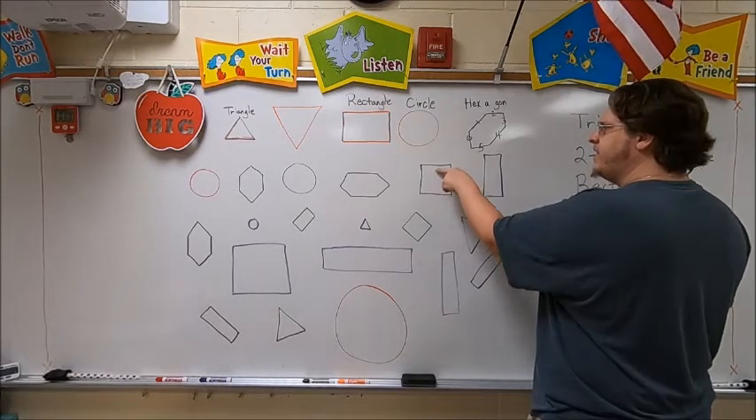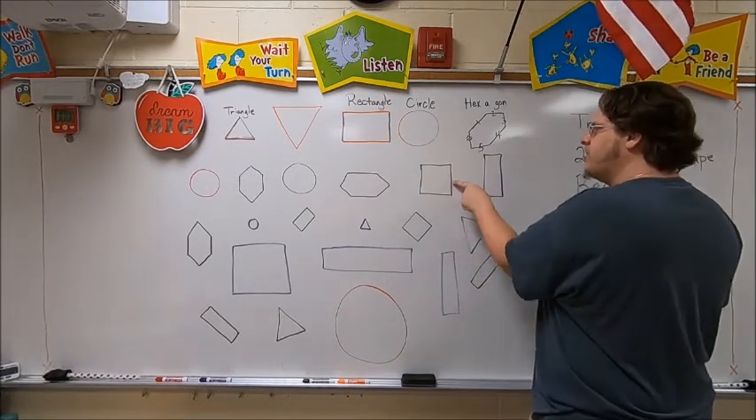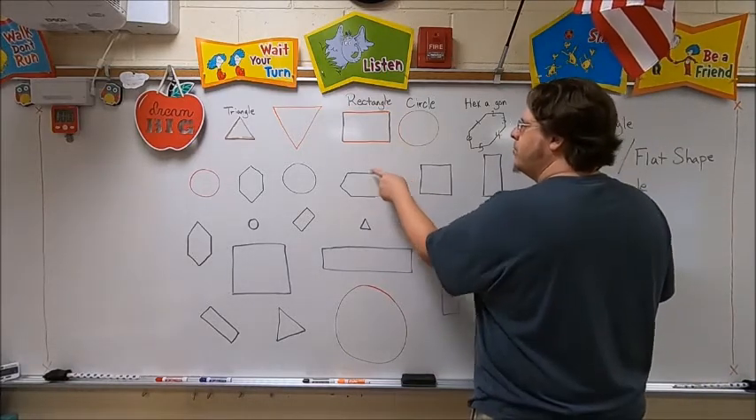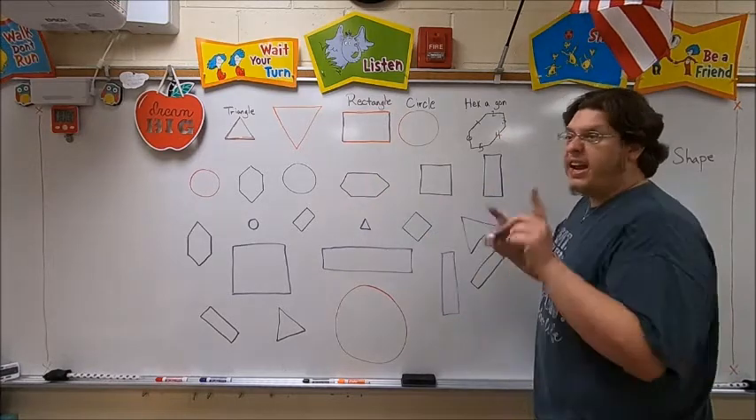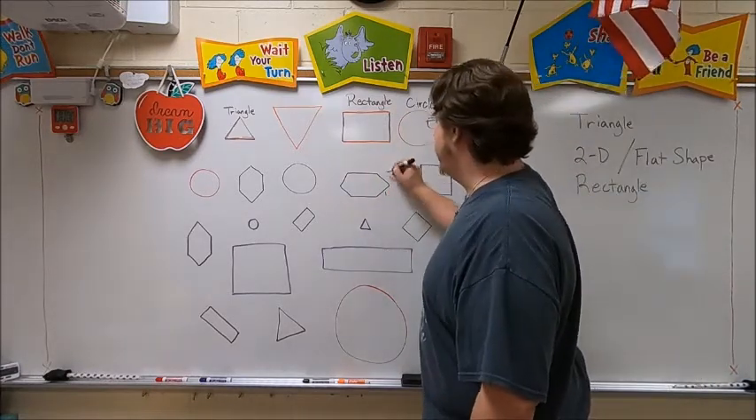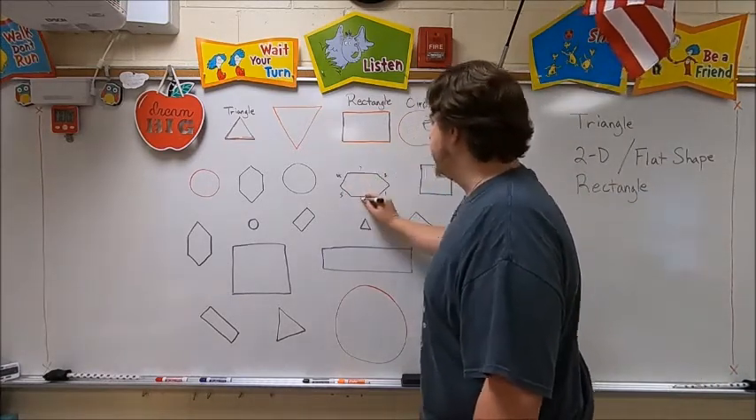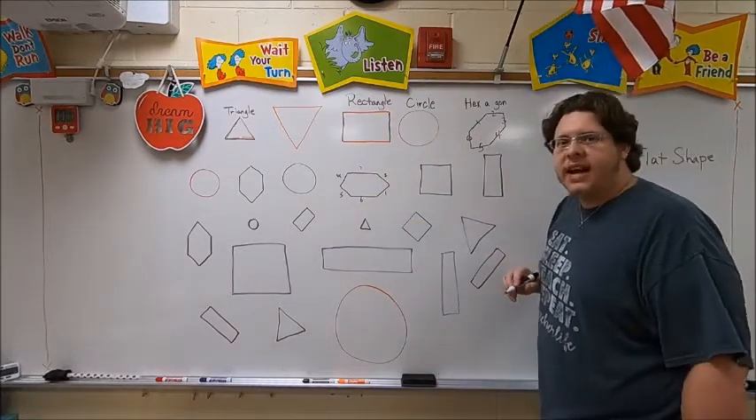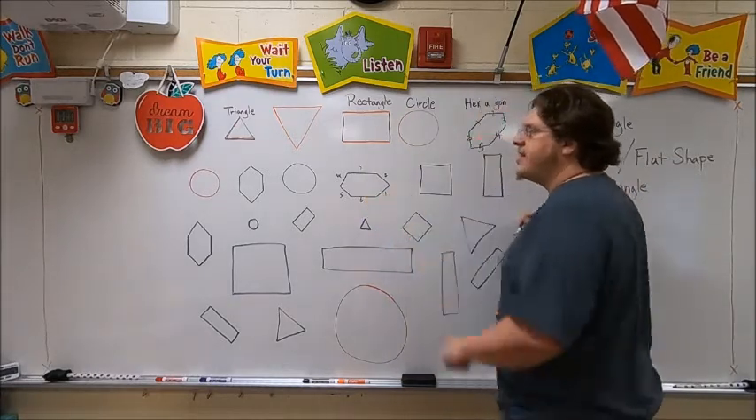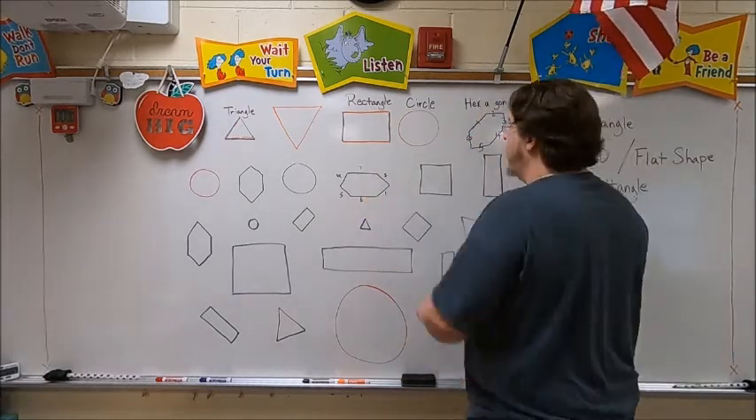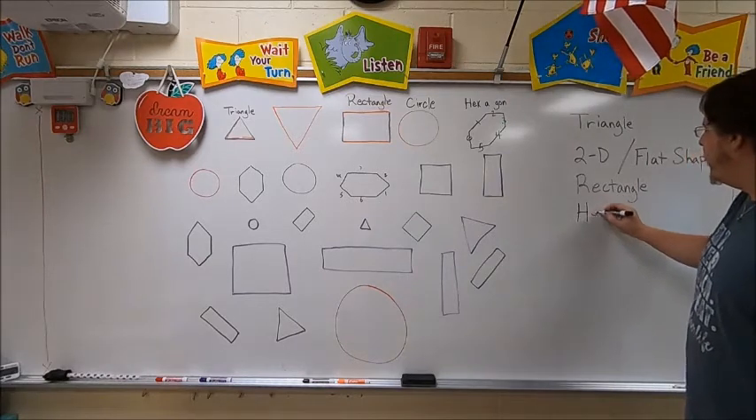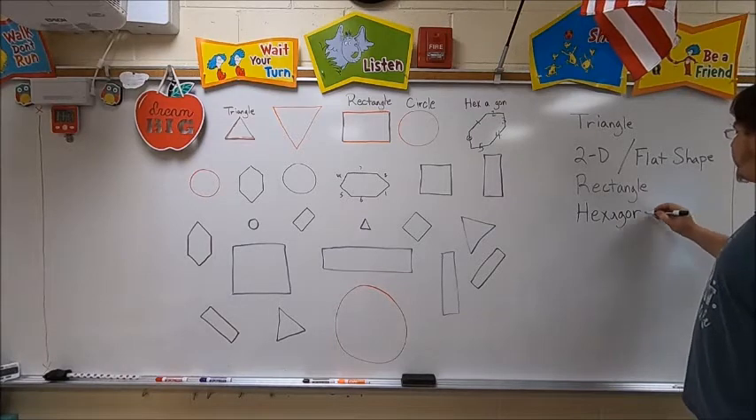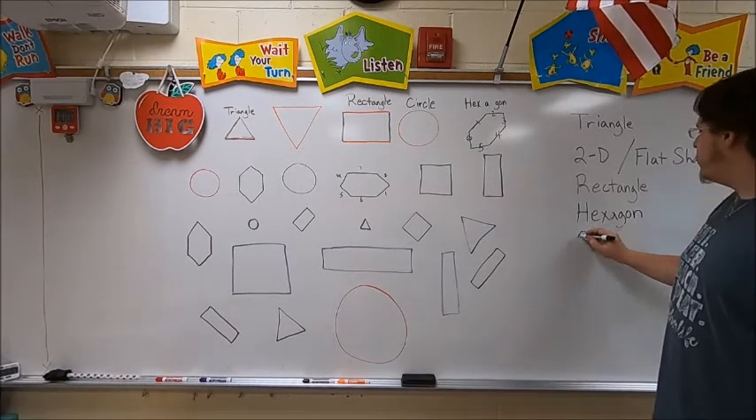How about this one? Does it have 6 sides? Let's see. 1, 2, 3, 4. No, that can't be a hexagon. How about this one? 1, 2, 3, 4, 5, 6. And it helps to number them. Let's number them. 1, 2, 3, 4, 5, 6. How many sides did we say we needed? 6 sides is correct. So we have 6 sides. That's our hexagon. Okay, so we've got hexagon, triangle, rectangle, and circle.